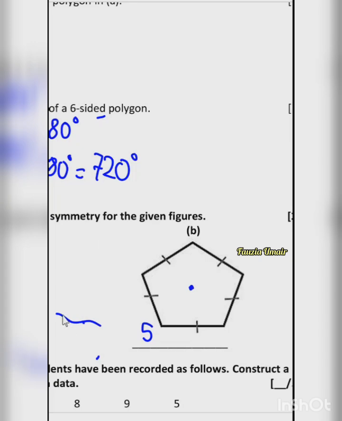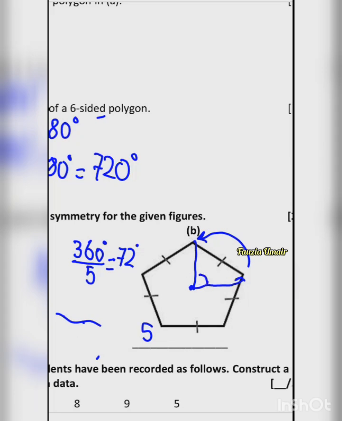So 360 divided by 5. It would be 72 degrees. So it is around 72 degrees when this point moves to this point. Or if you join these two sides with the center, this is your angle of rotation.